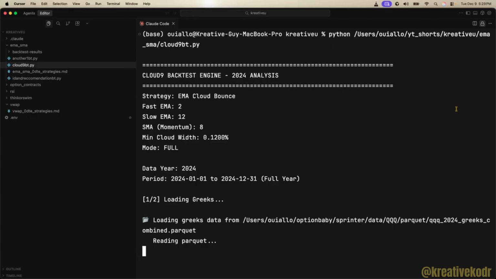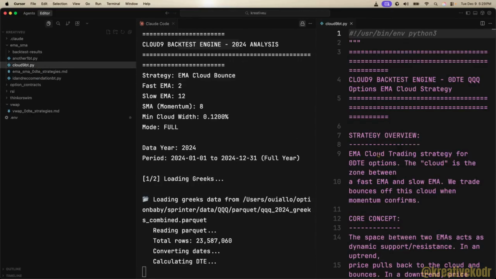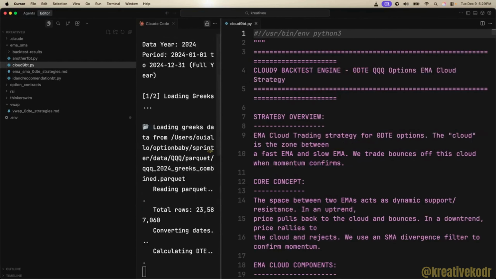A back test is being able to take your strategy, drop it off in a time machine, and see how well it performs in the particular year that we select. So this is a back test that we're going to be running on 2024. This is a back test that uses the EMA Cloud Bounce that we're using. Let's just review it real quick while it's loading because it's going to take a bit.